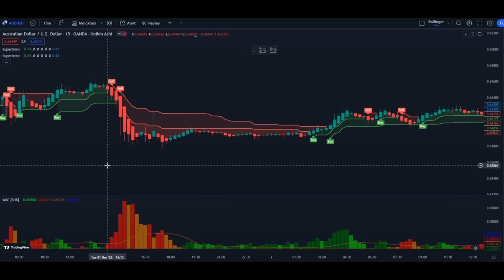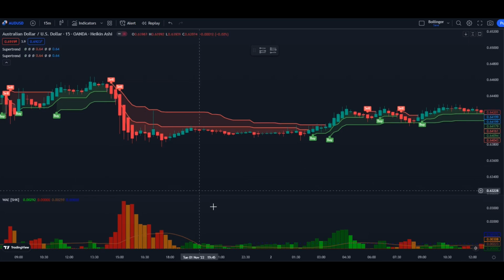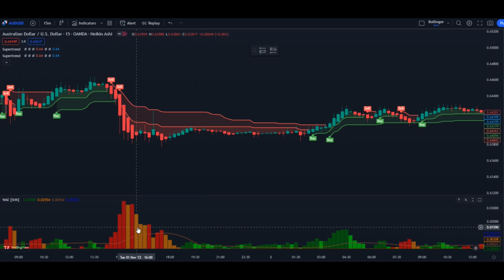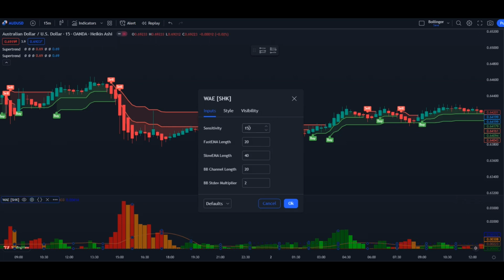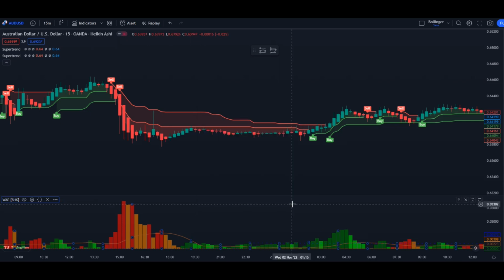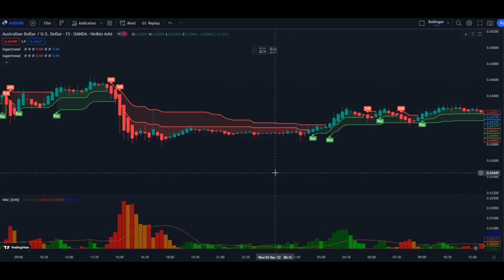And if you look down, our Waddah Attar indicator, I made already 2 videos about it. You should definitely check them out. I will link it down in the description box. Very helpful. And we click on adjustments as well, and we just change the sensitivity from 150 to 100. And that's our setup for today's strategy. Now we're going over the exit and entry rules.